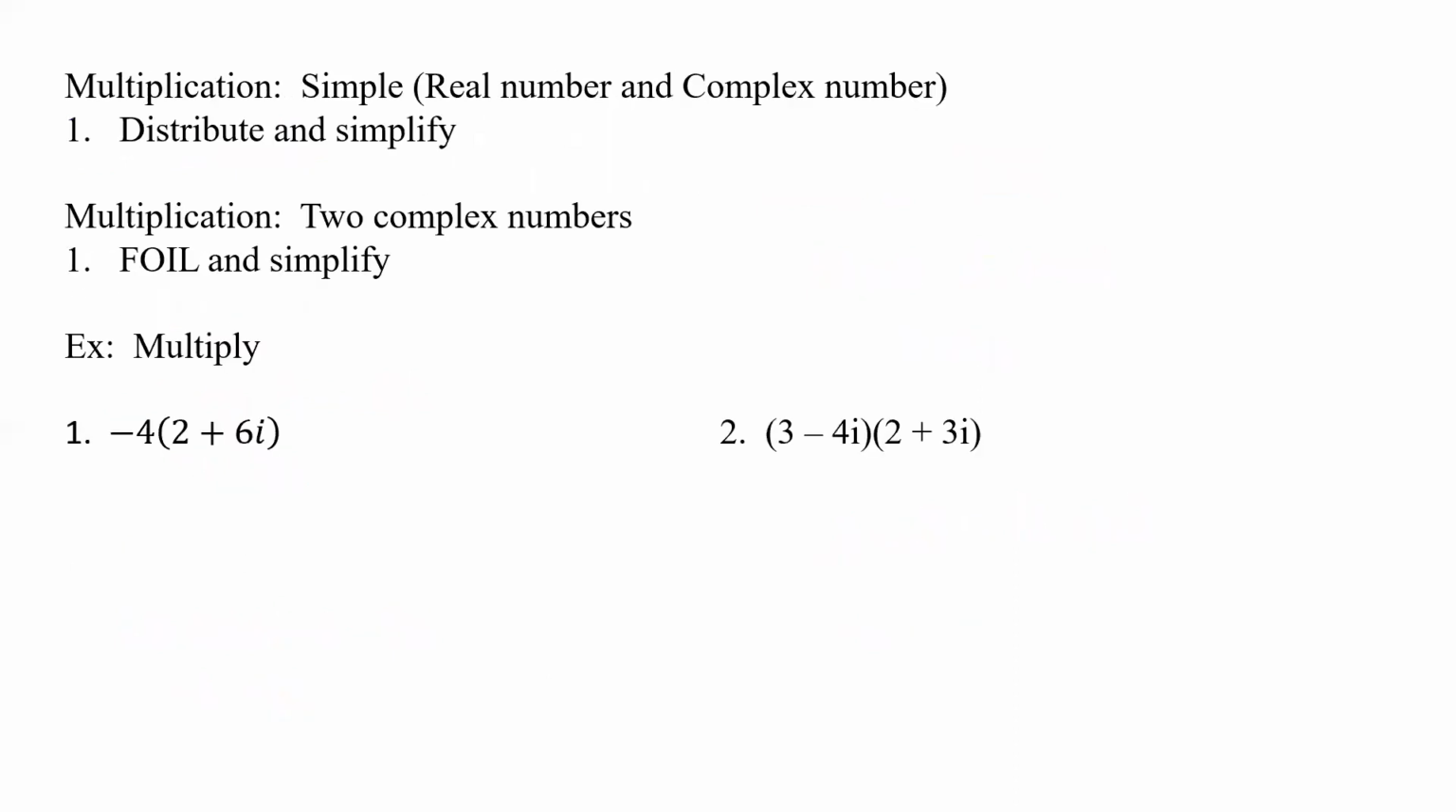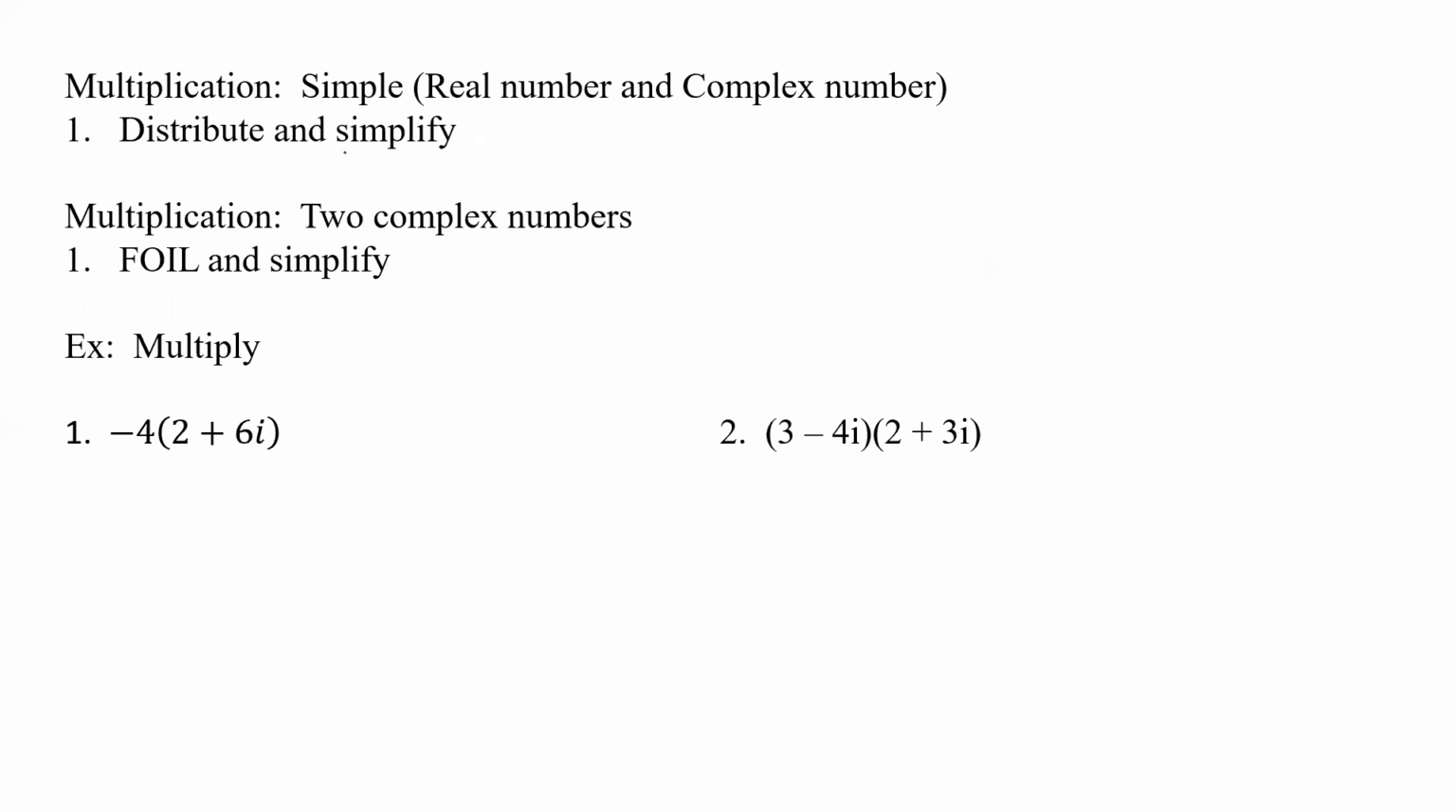All right, next is multiplication. So we've done addition, subtraction. So next is multiplication, and probably after that is going to come division. It's going to be simple. We have a real number part and a complex number part, and we're just going to distribute and simplify. So this is the simple way.